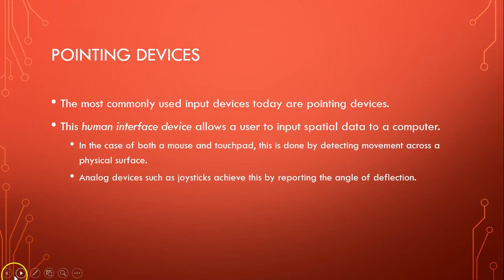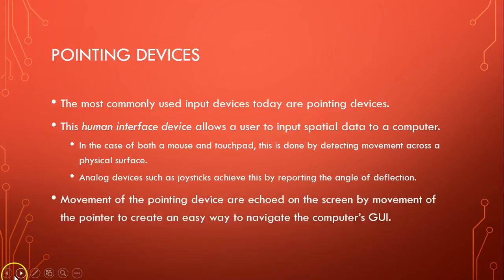across a physical surface. Now, analog devices such as joysticks achieve this typically by reporting to the computer an angle of deflection. So think about a gamepad controller, and you have your joysticks. How does it detect movement? Well, if you want to go forward, unless you have inverted, you push up, and if you angle those joysticks forward, your character moves forward. Pull back and move backwards. So it's an angle of deflection from its zero state that the joystick reports.